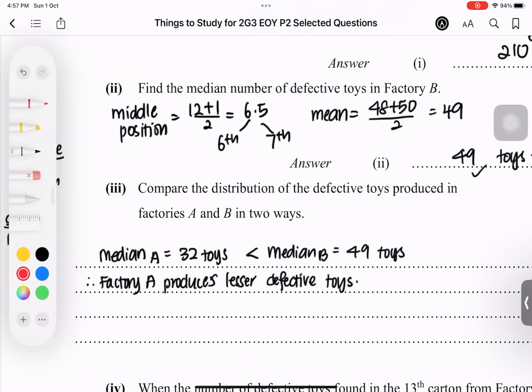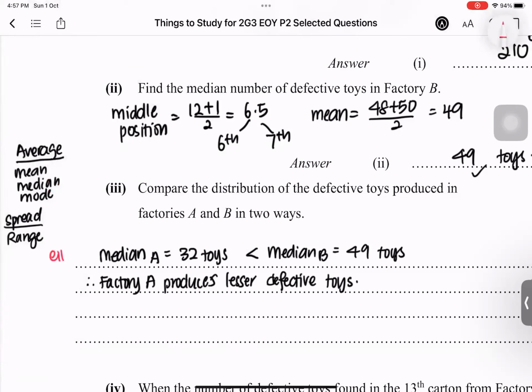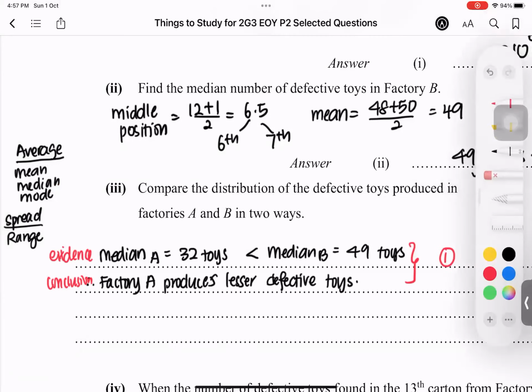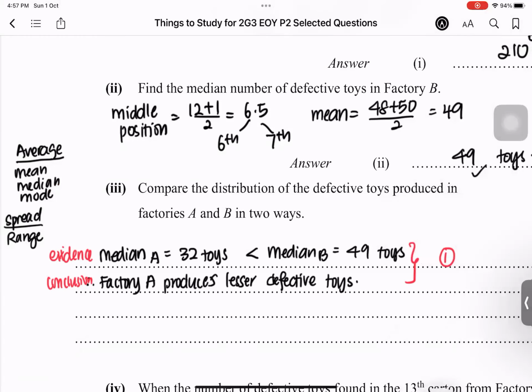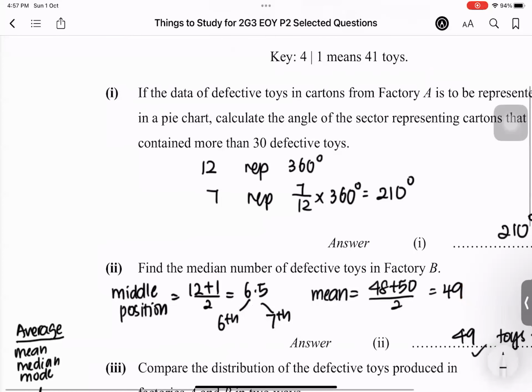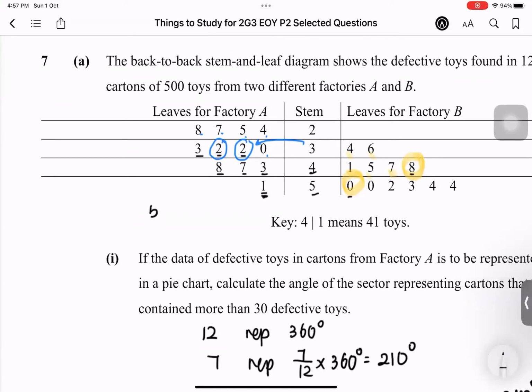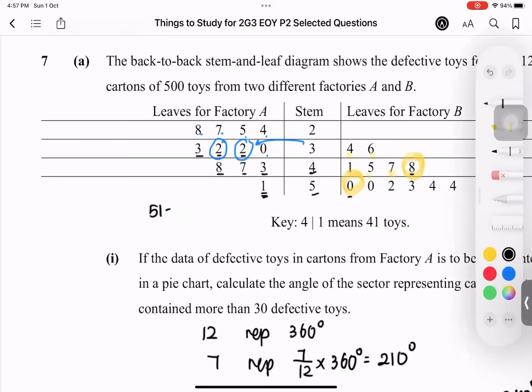Okay, so you have your evidence over here, followed by your conclusion. Right, one pair. One mark. Next, we are going to compare our range. What is the range for A and range for B? Range for A, largest value is 51, minus smallest value will be 24. 51 minus 24, that gives me 27. This is my range.